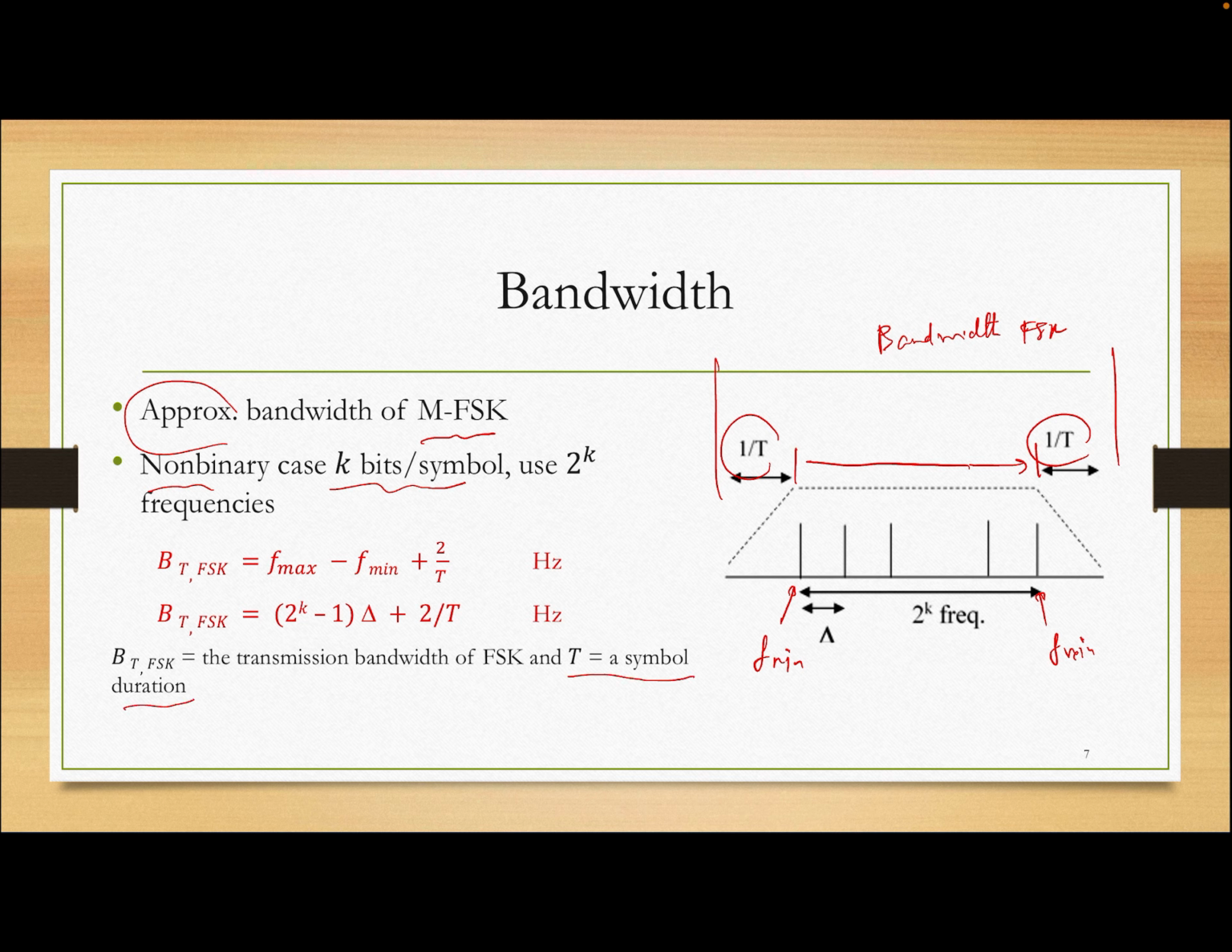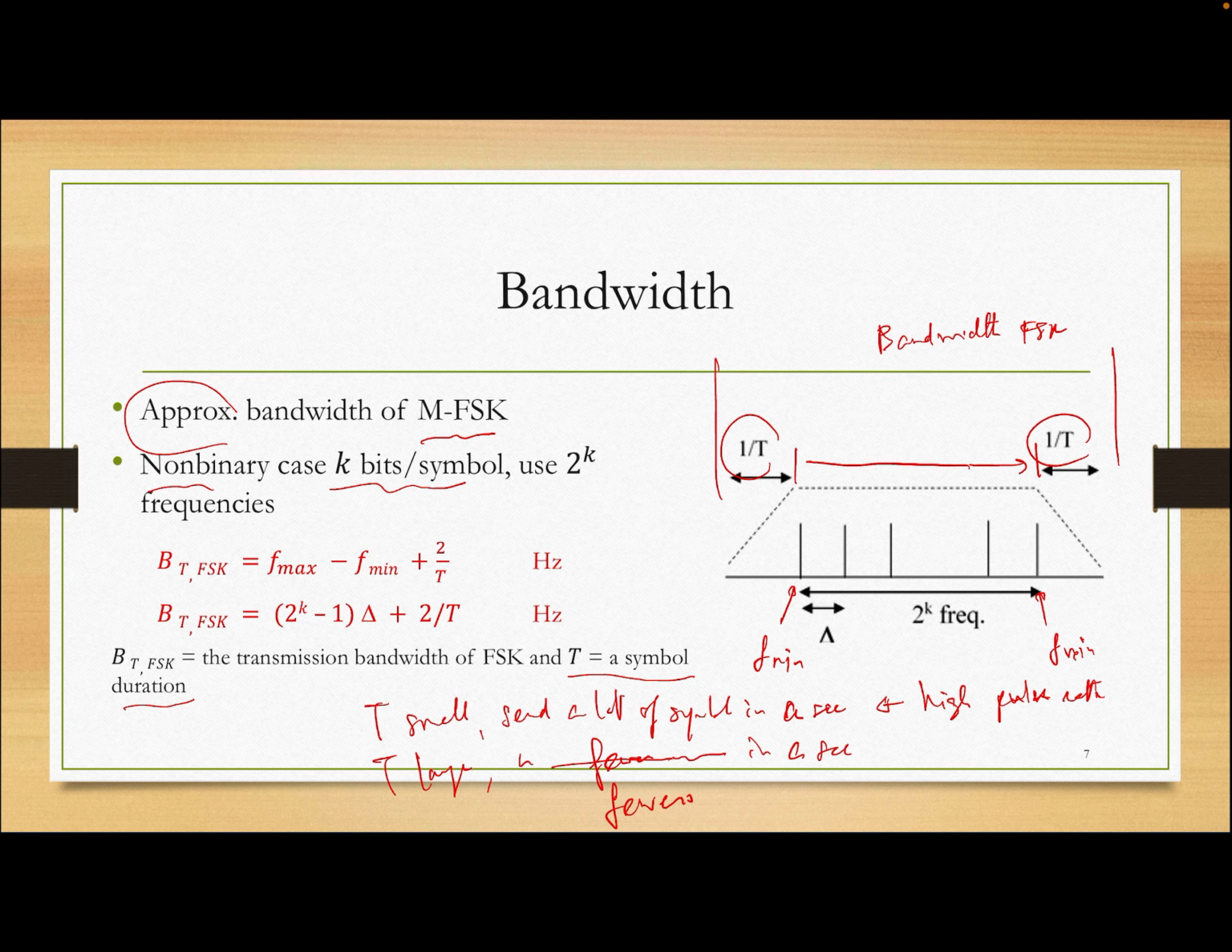Now, why do I add 1 over T? T is the symbol's duration. If T is small, you can send a lot of symbols in a second. If T is larger, you send fewer symbols in a second. So this is basically a high pulse rate.